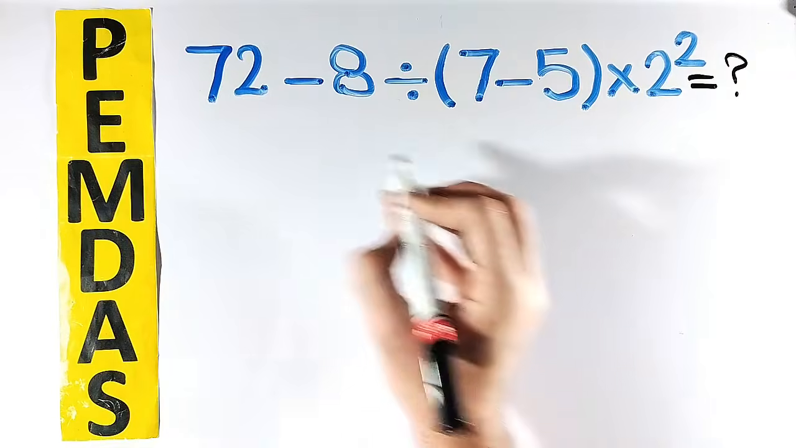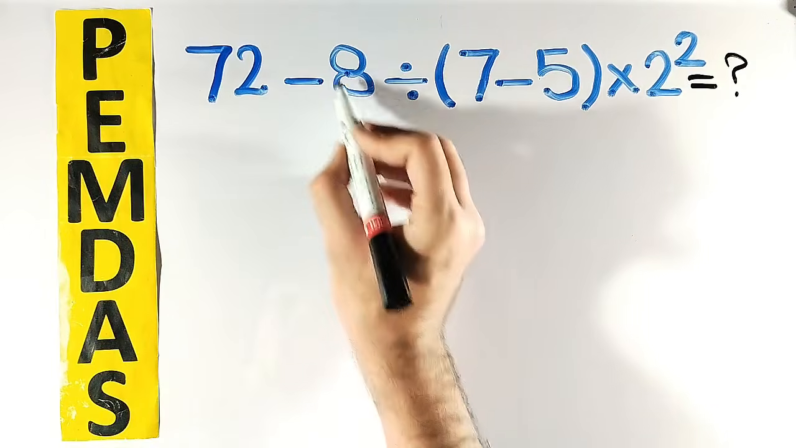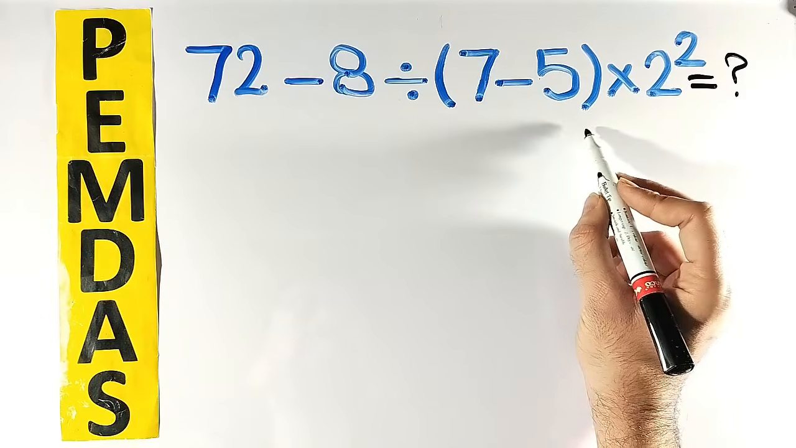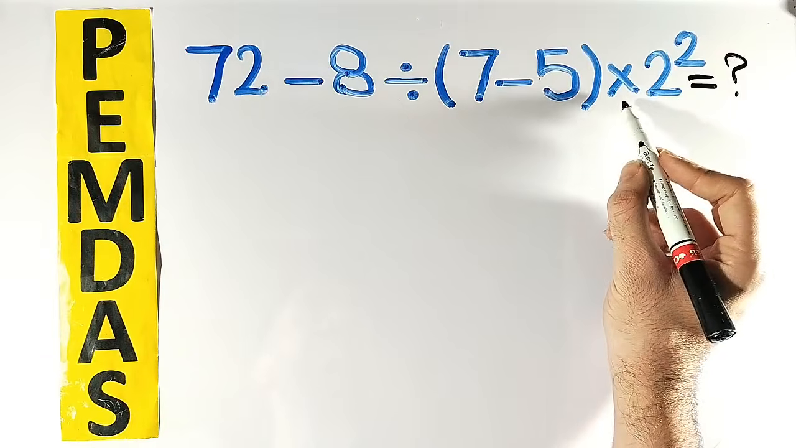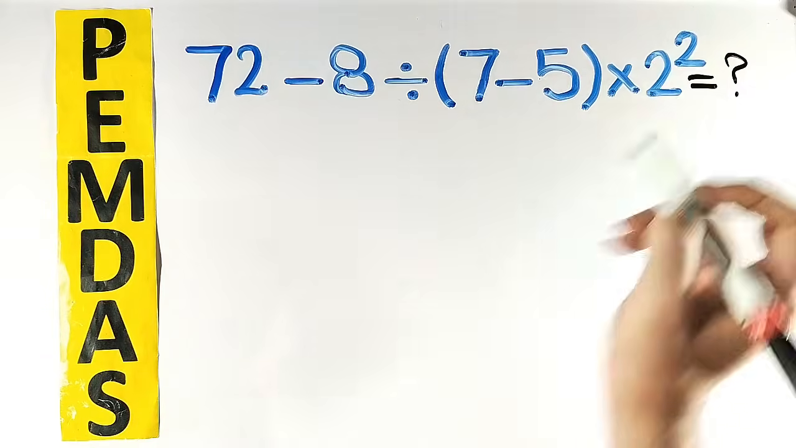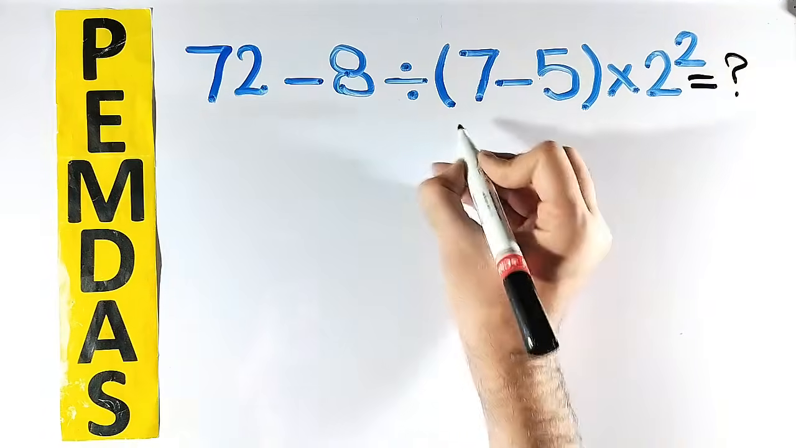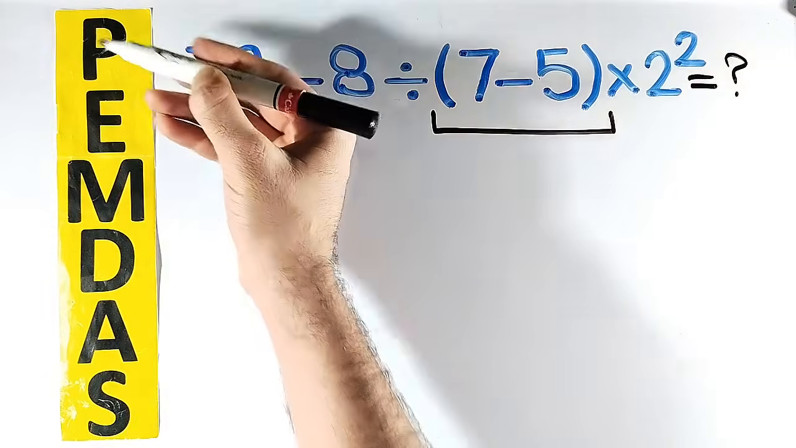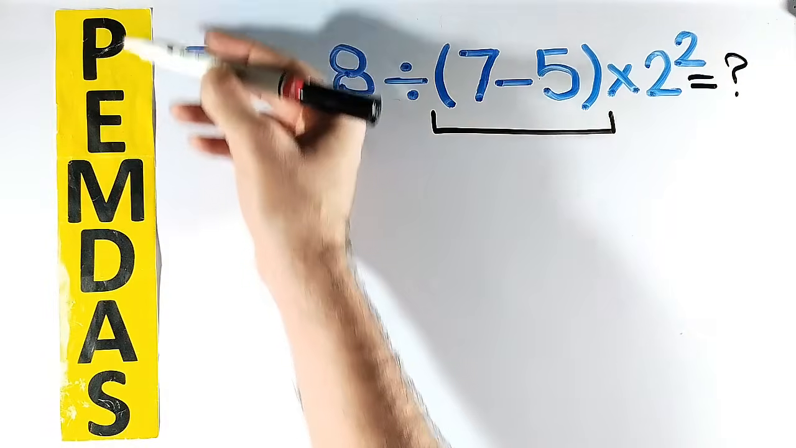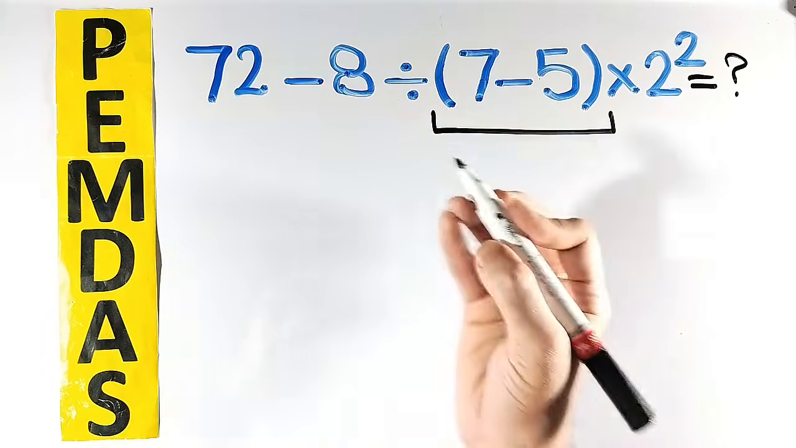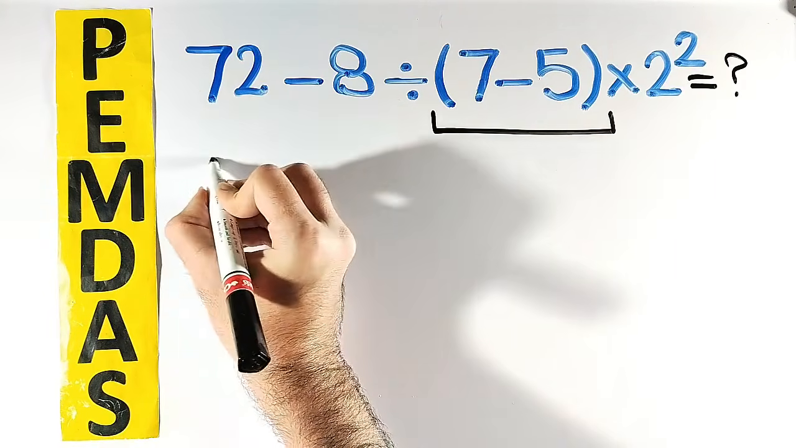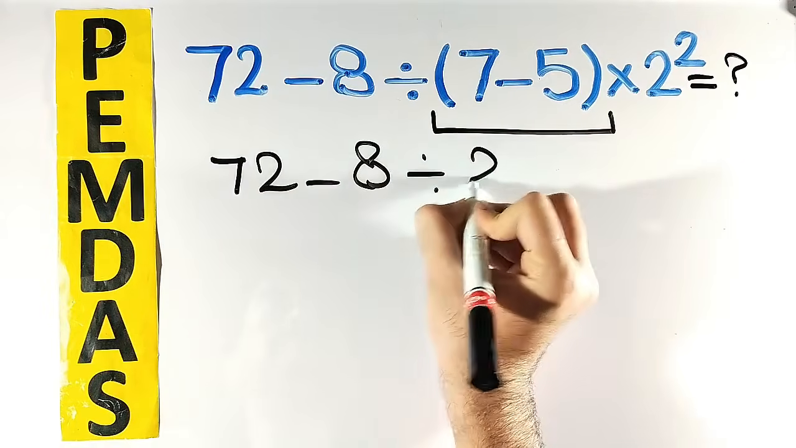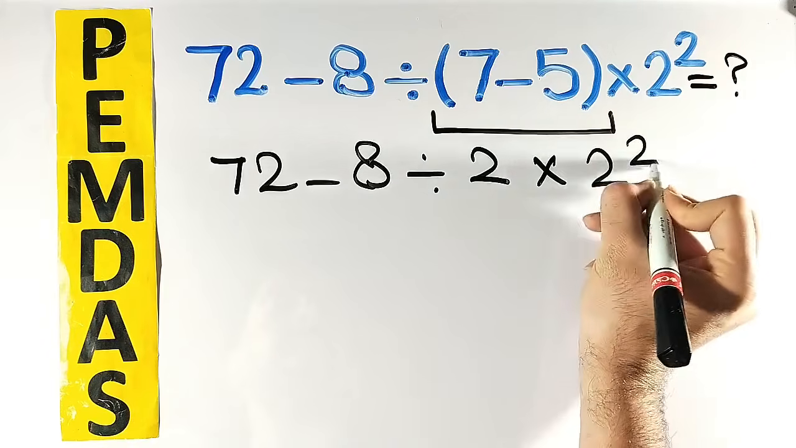As you can see on the screen, in this expression, first we have a subtraction sign, then a division sign, followed by parentheses. After that, we have a multiplication, and finally exponent. According to the PEMDAS rule, first we go for the expression inside the parentheses because P or parentheses have the highest priority than the other operation. So, instead of this expression, we can write 72 minus 8 divided by 2 multiplied by 2 squared.